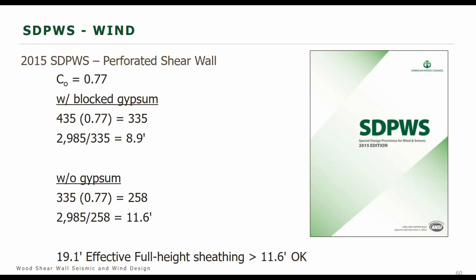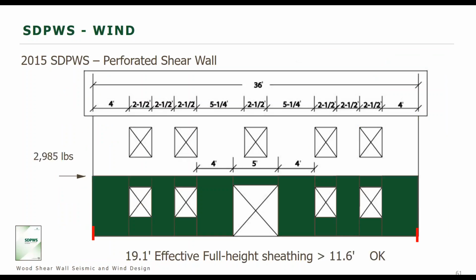interior. Without the contribution of the gypsum, we see we need 11.6 feet of full height sheathing. And in both cases, we're providing 19.1 feet of full height sheathing, so we're exceeding the requirements again.